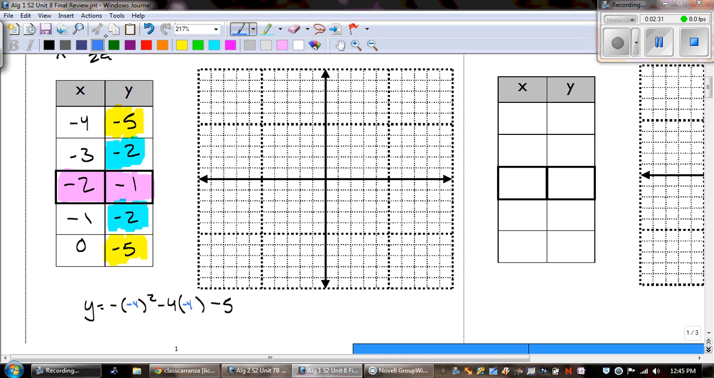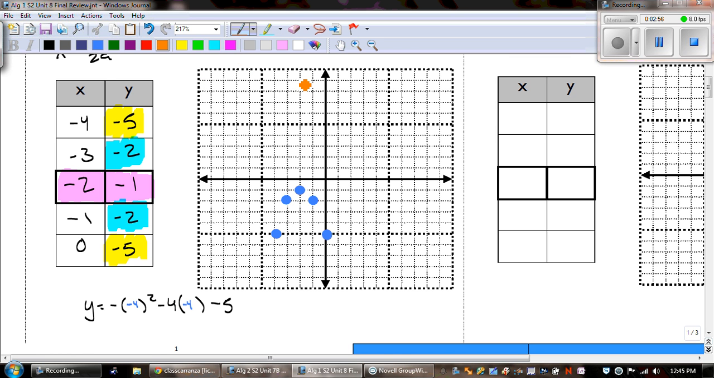Okay, that's what I got. Hopefully you're actually doing the work and not just copying. Now, the next thing we have to do is graph this. I like to start with my vertex, -2, -1, and then just go in either direction, -1, -2, and 0, -5. And then I'm going to go to the other side and do the exact same thing.